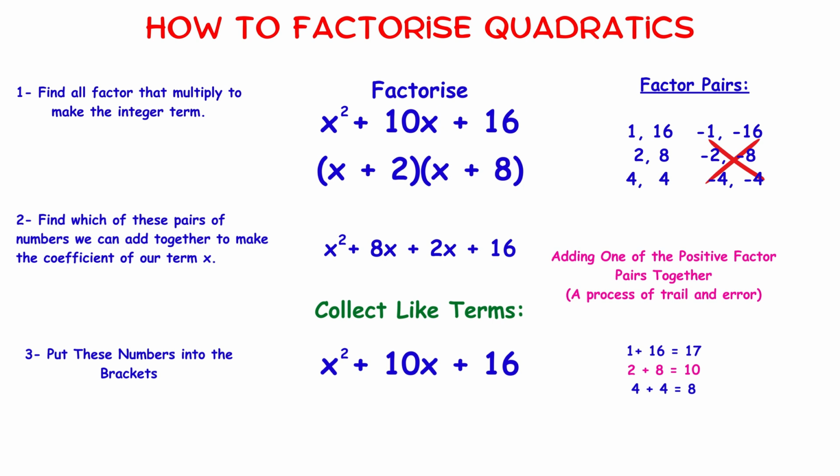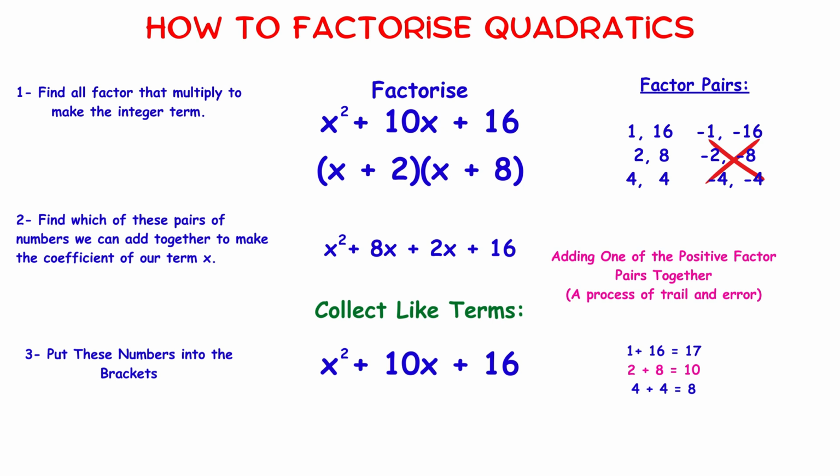If you're not very used to these, then this might all seem a bit long-winded, but basically we're finding all the factor pairs of our integer term and then seeing which of these pairs of numbers add together to make the number in front of the x term. And once you've done a few examples, they become a lot easier.